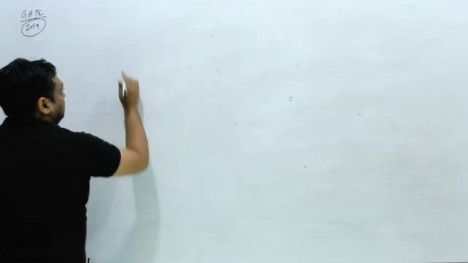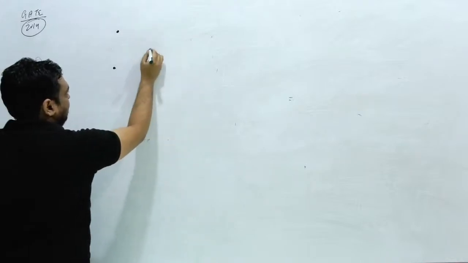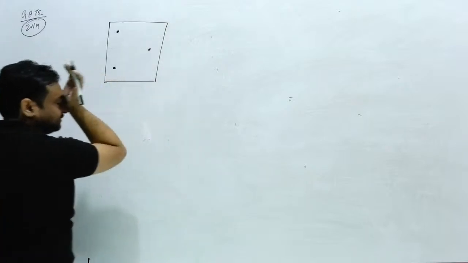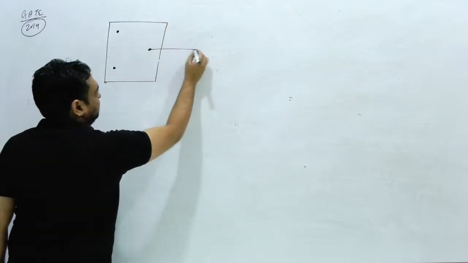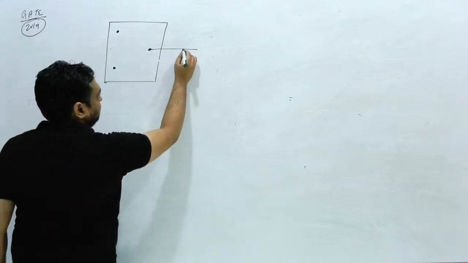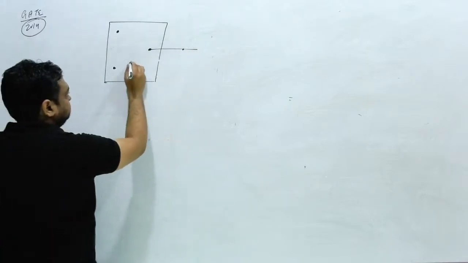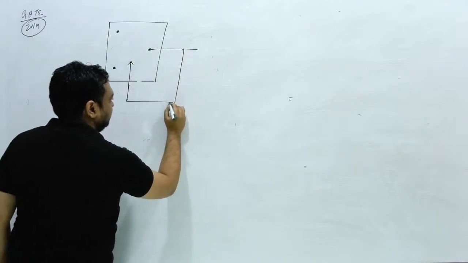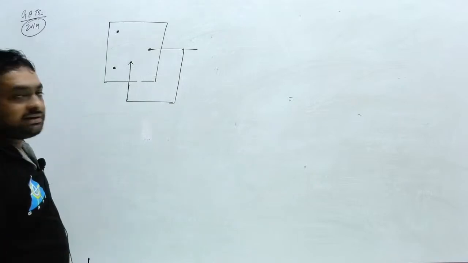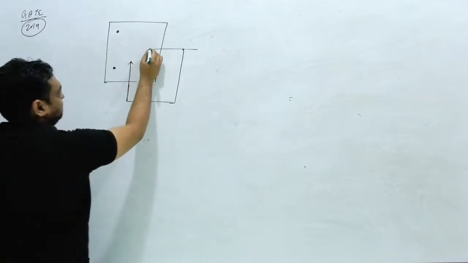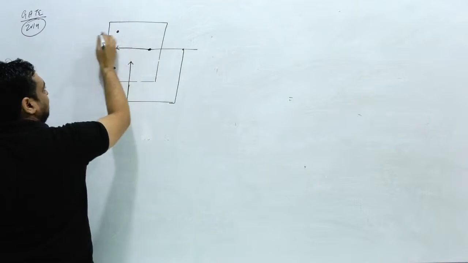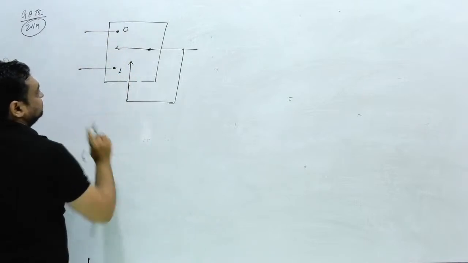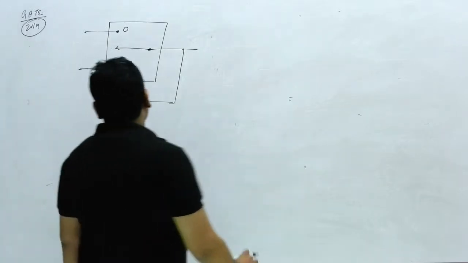Suppose we have a multiplexer like this, and this is the output. This output is connected again to the switch, and this switch is like this. Suppose this is 0 and suppose this is 1.